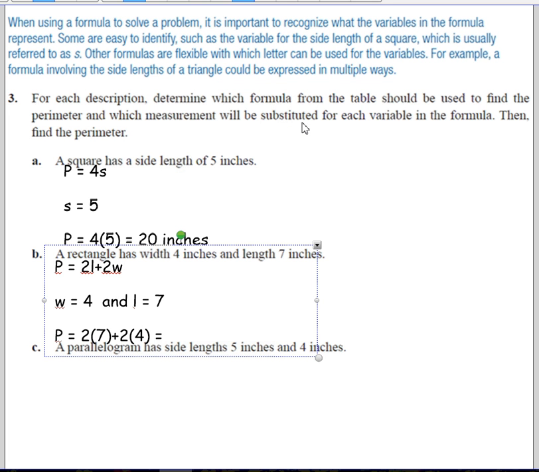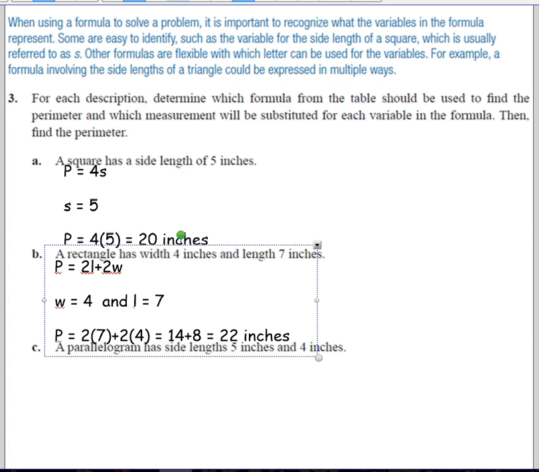If we simplify that, 2 times 7 is 14, and 2 times 4 is 8. So we have 14 plus 8 to give us 22. And again, we need to add our units on. We're still working with inches.